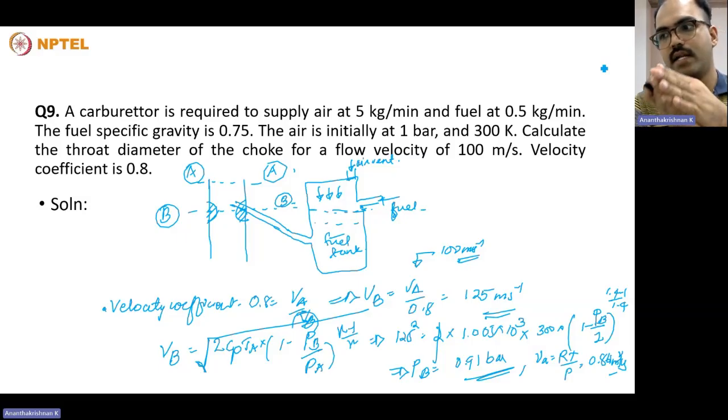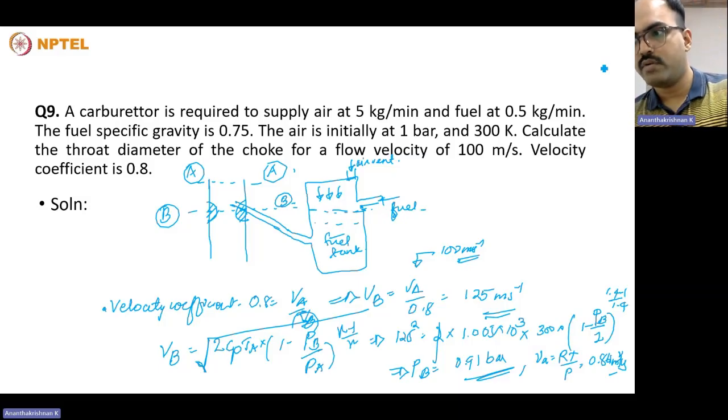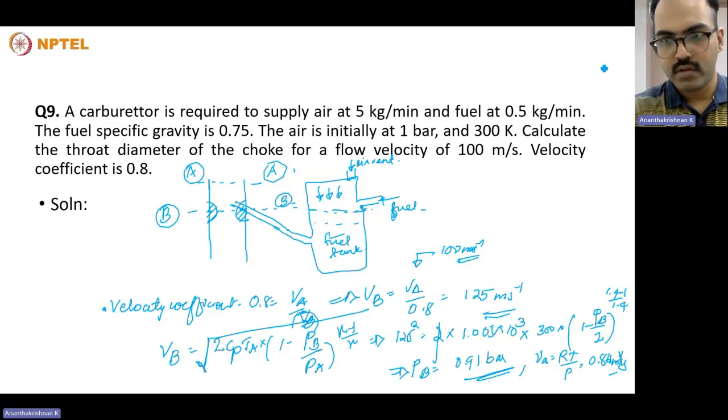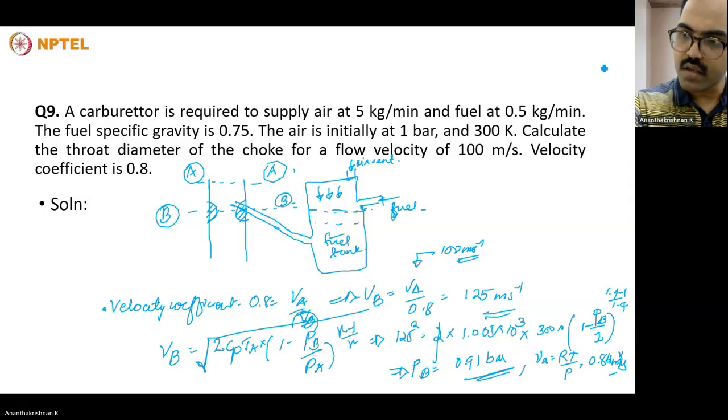For that, we require the continuity equation or the mass flow rate. So using the mass flow rate, we know mass flow rate will be equal to area into velocity divided by specific volume. The velocity coefficient will give the velocity at the throat point. So that is done. The diameter is something that we have to determine. Mass flow rate is given. Then the other property that we need to determine is the specific volume at the point B.